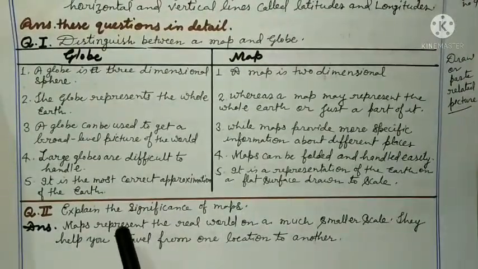Question 3. Explain the significance of the maps. Answer: maps represent the real world on a much smaller scale. They help you travel from one location to another.